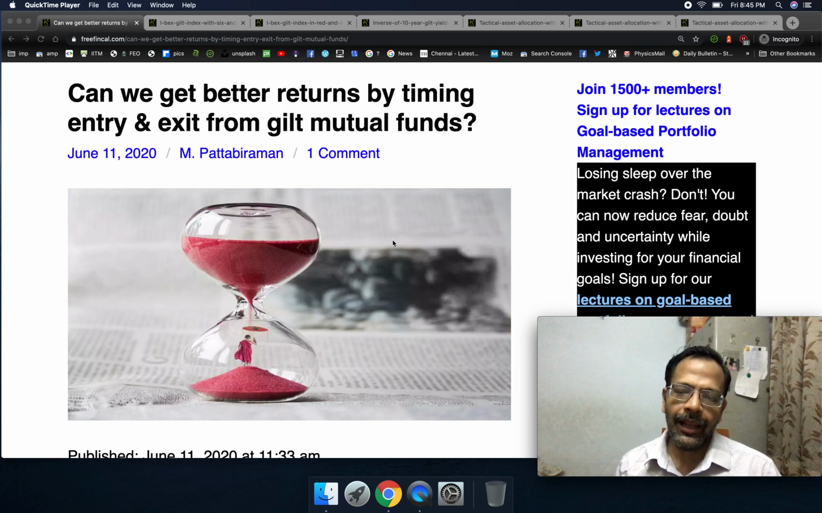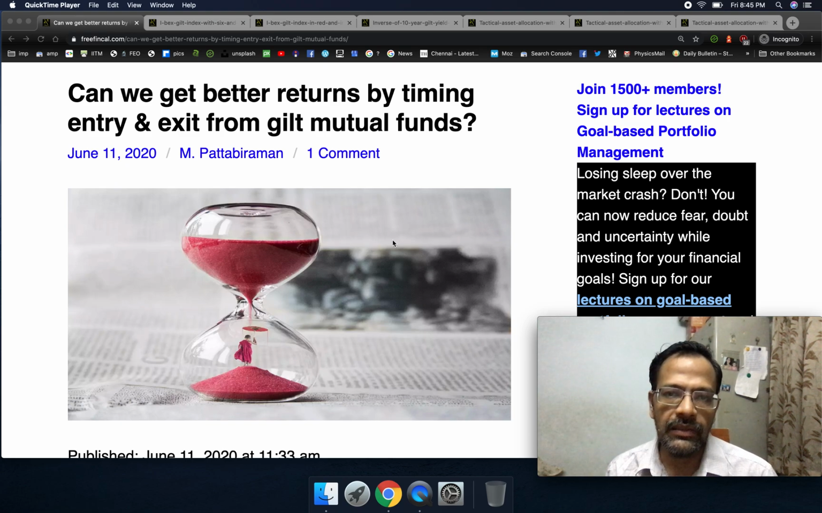I'm Pattu from freefincal. Today, let's talk about how to time the market with gilt mutual funds, or is it even possible? Is it possible to get better returns or lower risk with gilt mutual funds? Recall that I talked about market timing with gold, market timing with equity, using double moving averages, using 6-month moving averages, using 12-month moving averages, and so on. So we're going to try and do the same with gilt mutual funds and find out if that works.